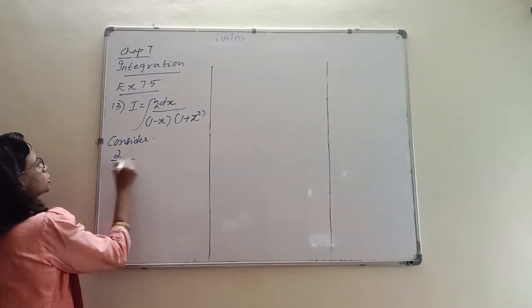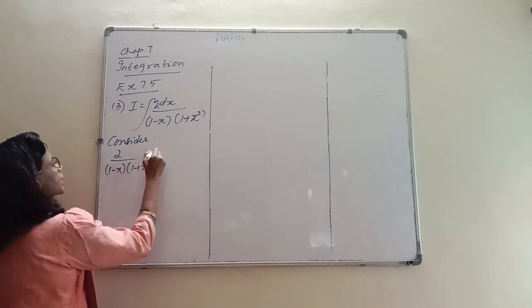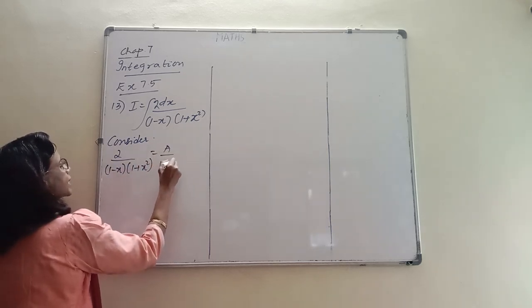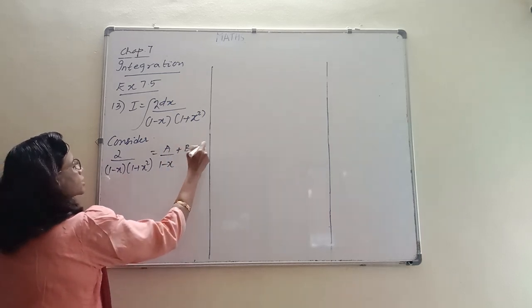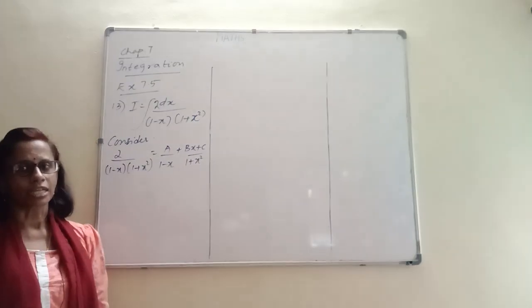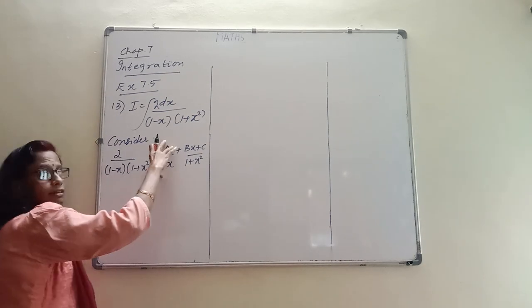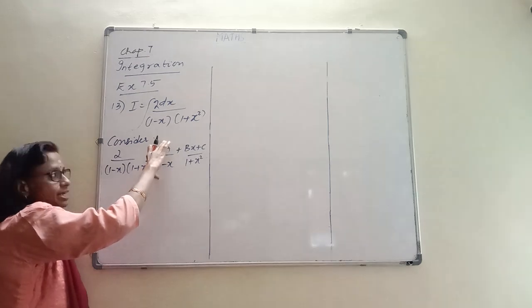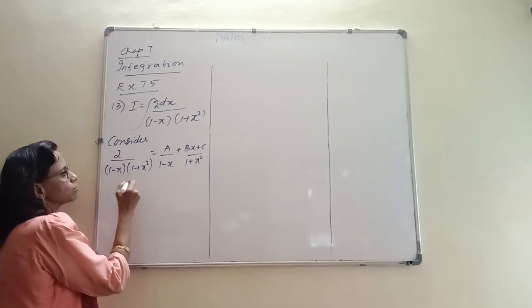So let's consider 2 over 1 minus x and 1 plus x squared, which we are going to write as a over 1 minus x, and this, because it is quadratic irreducible, let's call it as bx plus c over 1 plus x squared. So this is how it is. When we know that this is the LCM, so this entire fraction we have to multiply by 1 plus x squared, and this entire fraction we have to multiply by 1 minus x.